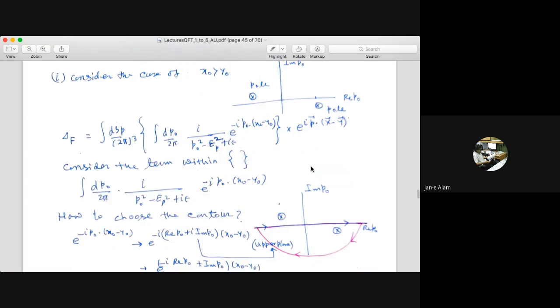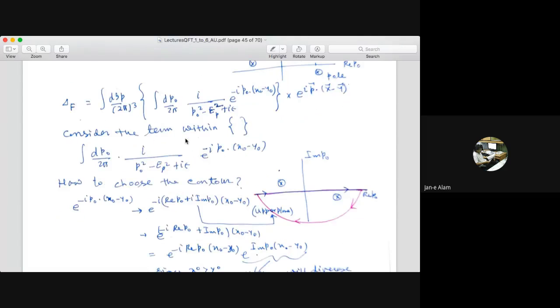Now, to evaluate this Feynman propagator, I need to do the integration over dp0, which is a real quantity. So when I do this integration, p0 varies from minus infinity to plus infinity along the real axis. But if I want to use contour integration techniques, then I have to close the contour, right? I should choose the contour in such a way that in the entire contour, only the integration along the real axis survives, and the other part vanishes.